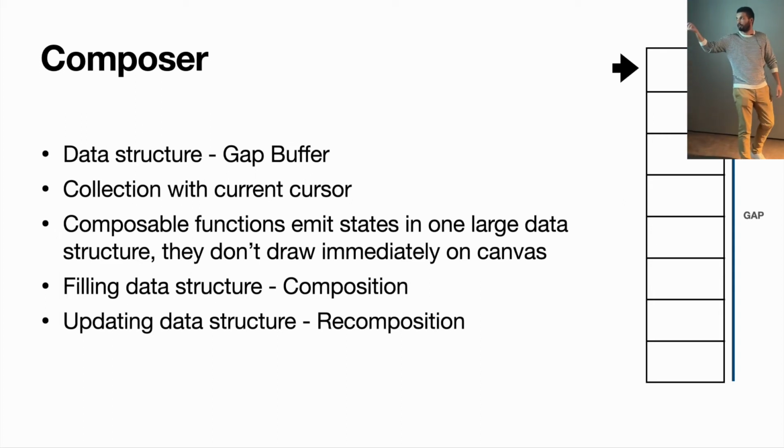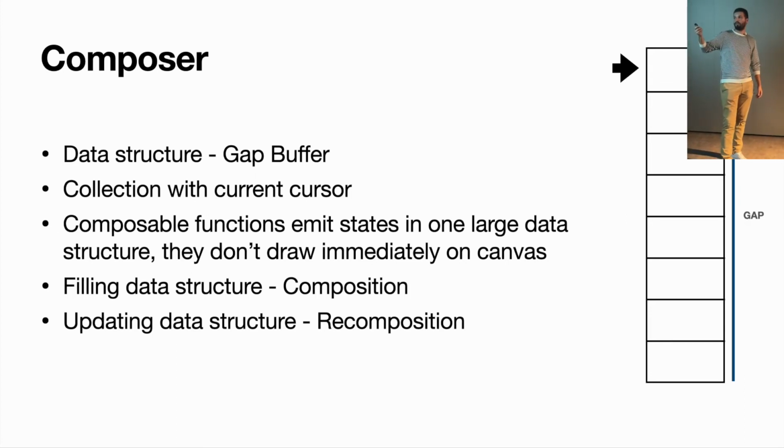So it's basically a collection, as you can see on the right side, with a cursor or pointer at the top of this empty collection. And this big empty space is called the gap. So that's the name, gap buffer.